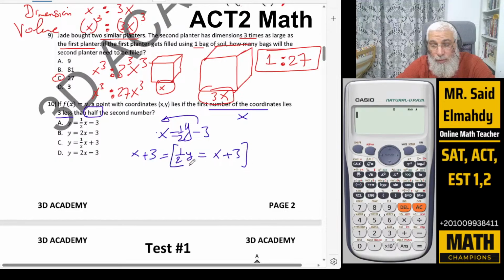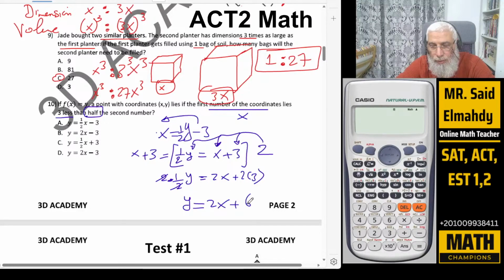So we can multiply the whole equation times 2. Multiply by 2 here, and here, and here. 2 multiplied by 1/2 y equals 2x plus 2 multiplied by 3. So 1/2 times 2 is 1, so y equals 2x plus 6. 2x plus 6, we don't have this.